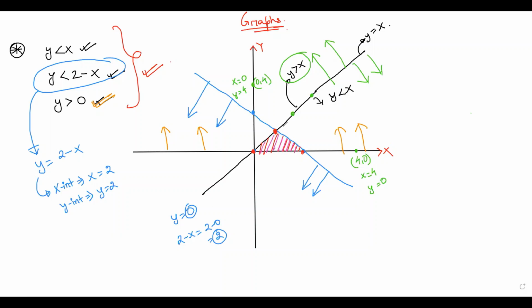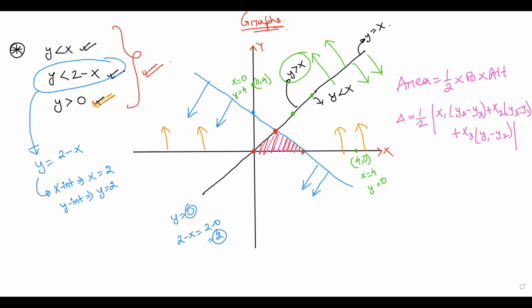Since this is a triangle, we can find the area simply by using half into base into altitude, or simply by using the area of the triangle when we know the coordinates of the 3 vertices of the triangle, which is given by area of the triangle as half x1 (y2 minus y3) plus x2 (y3 minus y1) plus x3 (y1 minus y2), where (x1, y1), (x2, y2) and (x3, y3) are the coordinates of the 3 vertices of the triangle.